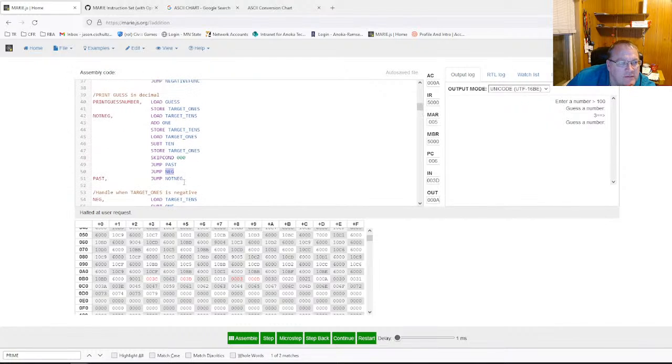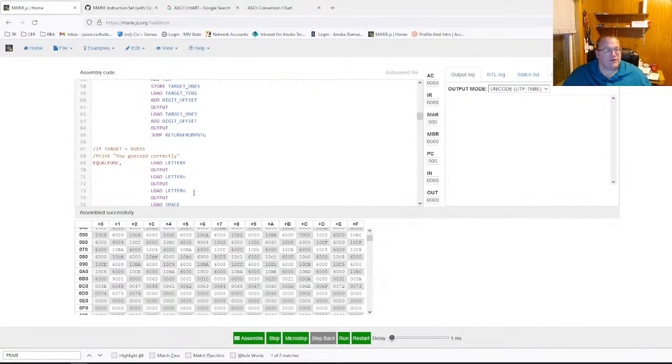We could clean this up by actually having this go to non-negative. Not negative, and then we can just delete this. So it either goes to not negative, which jumps back up here, and it's going to load the tens place, add 1 to it, store it, load the ones place, subtract 10 from it, and store it, and then check again. Okay, good.